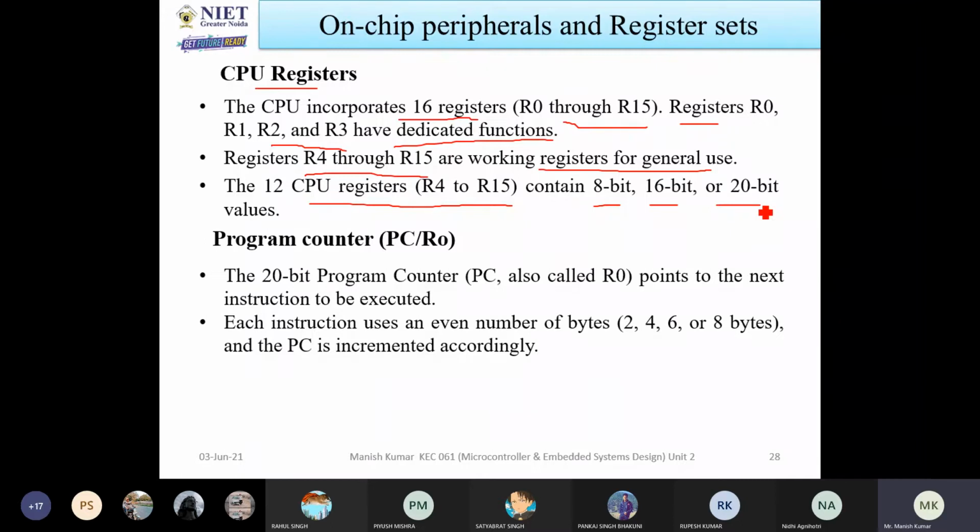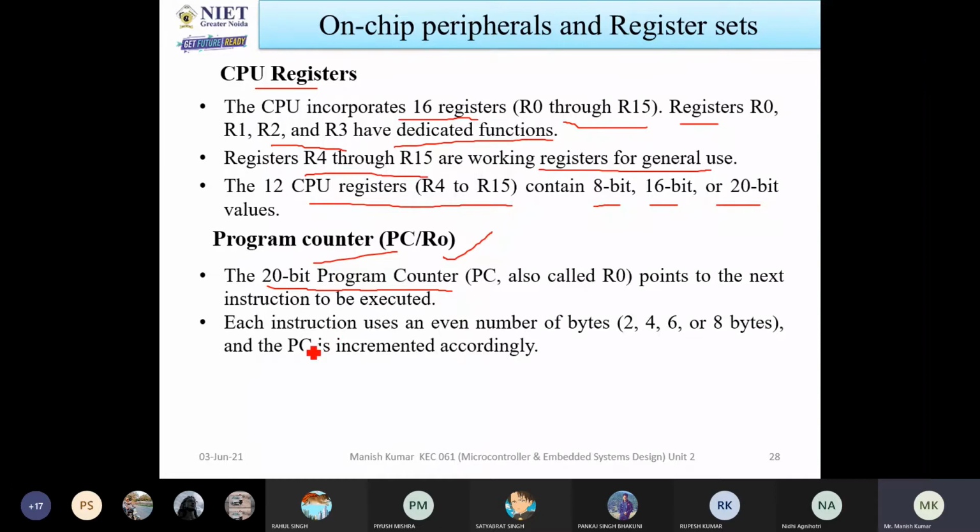Now further we will start from the R0 register. R0 is also called the program counter. All of you know that the program counter is used to point to the next instruction to be executed. It points to the address of which instruction will be executed next. So this is your 20-bit program counter, and it will point to the next instruction to be executed, the next instruction that will execute.